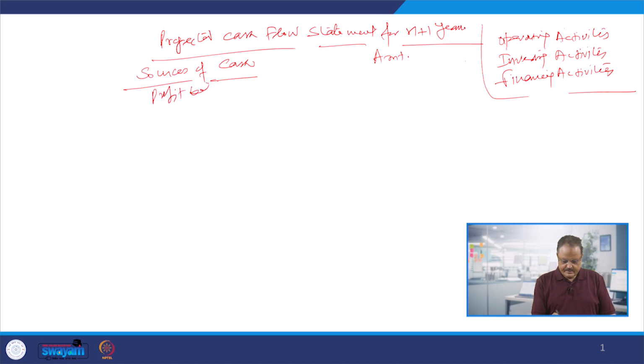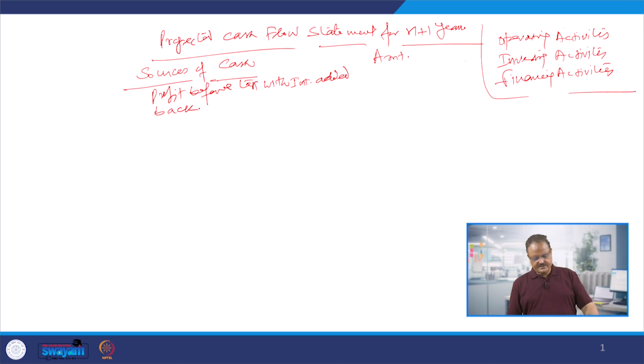So, we will take here profit before tax with interest added back. How much is that? It is 80 million rupees. So, we are writing in rupees million. This statement we are going to prepare is in rupees million.